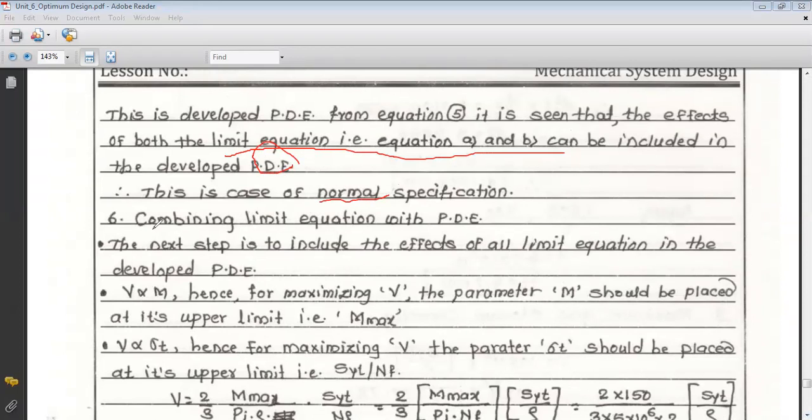So next step is we have to combine limit equation with the primary design. Now in this step, we have to include effects of all limit equations. So there are two limit equations.